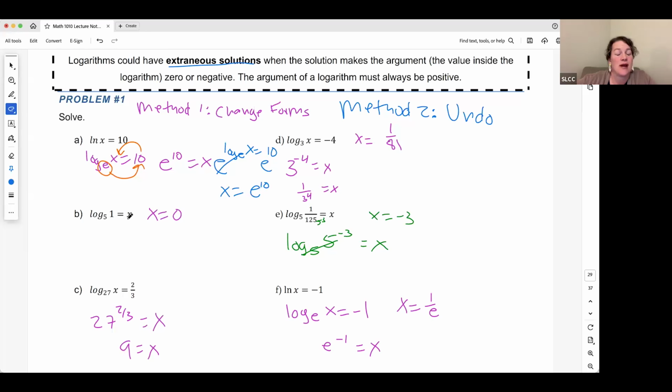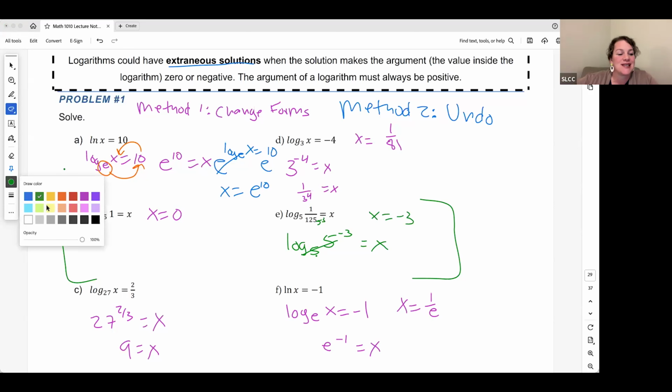Okay, let's look at B. Remember, x is already isolated, so there's really no undoing. If you look at B and E, these are kind of different problems because you already have x isolated. You don't need to change forms or undo. You can just know that the log of 1 is 0 or punch it in your calculator. And here you can see that you can get the same base. So 5 to the negative 3, and you can solve it that way. So that's kind of an interesting method.